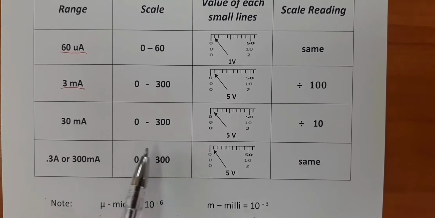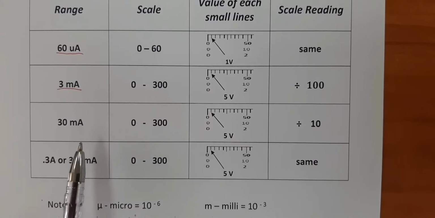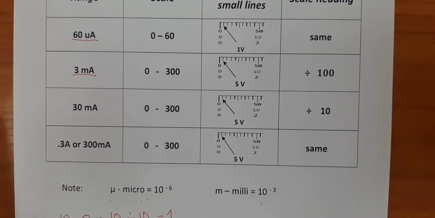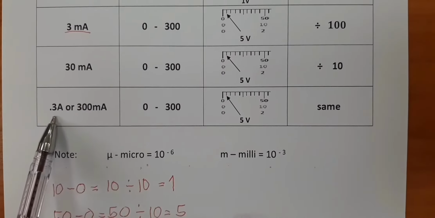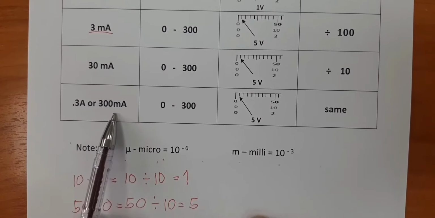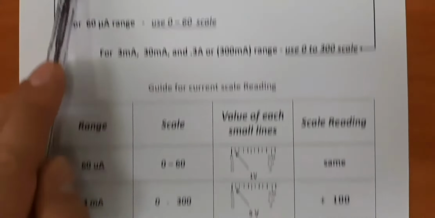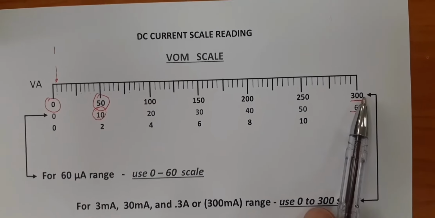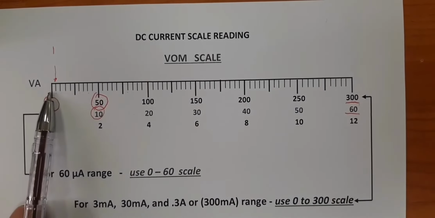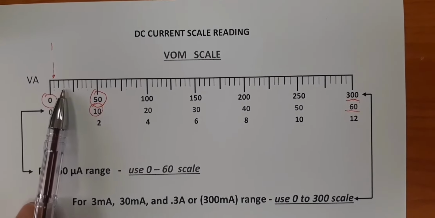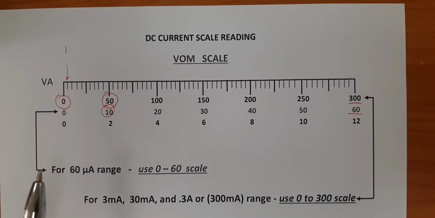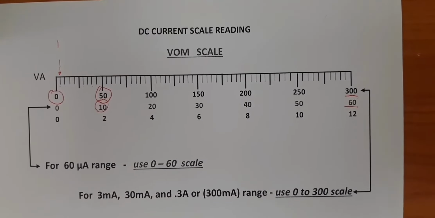Also, I will show you some examples on how to use this 30 milliampere. Then next we have 0.3 ampere or 300 milliampere. The scale that you are going to use is 0 to 300. The divisions and subdivisions are equivalent to 5. 5, 10, 15, 20, 25, 30, 35, 40, 45, 50, until you reach 300.